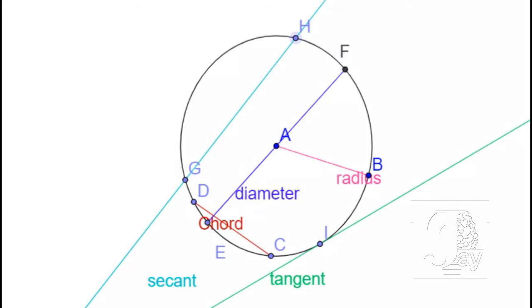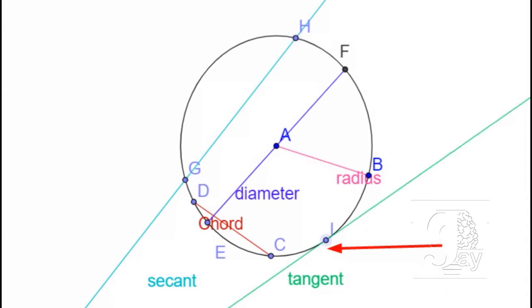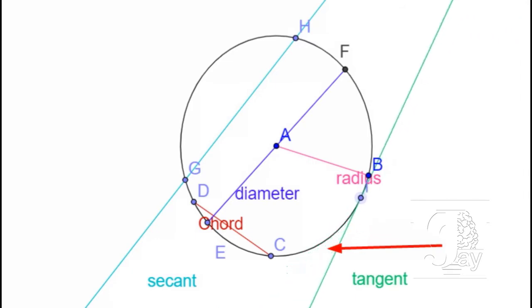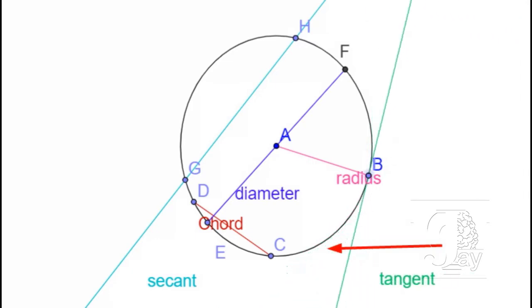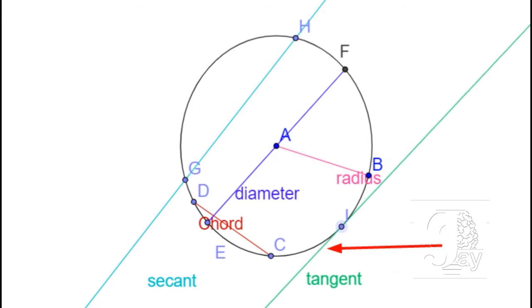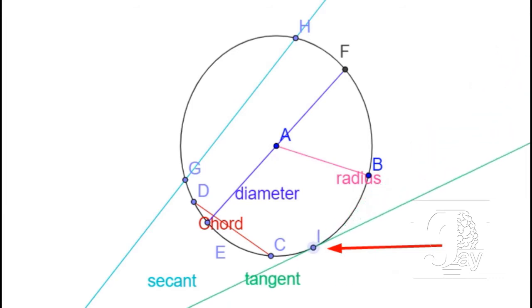Now what happens when we have a line segment that meets the circle at only 1 point? Here we can see the line segment colored in green touches the circle or meets the circle at only 1 point I. So such line segments are known as tangents to the circle.